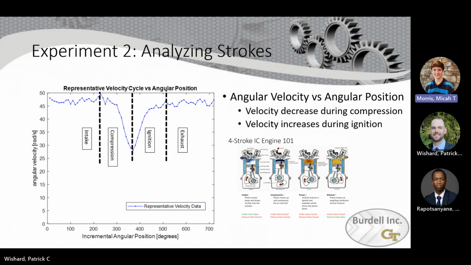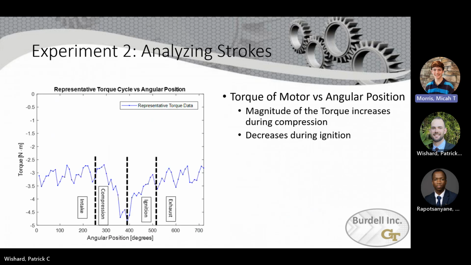While velocity is useful to look at, it's more useful to look at the torque, and particularly the torque of the motor. Notice that the magnitude of the torque is increasing. This is negative work, but it's increasing during the compression, suggesting that the motor is working harder, while it is decreasing during the power stroke or the ignition stroke.